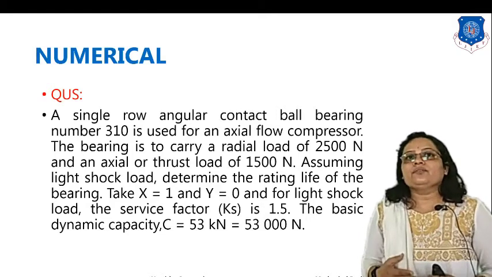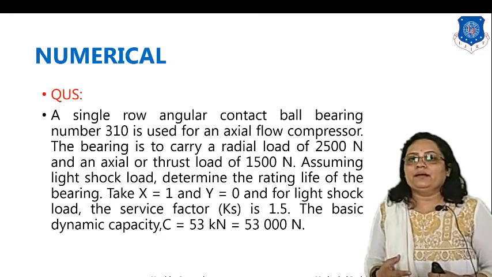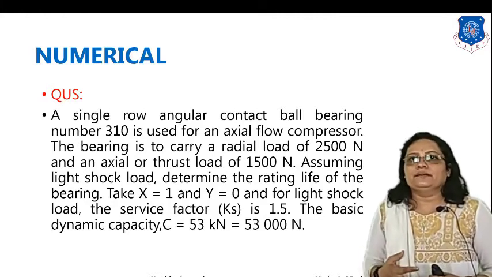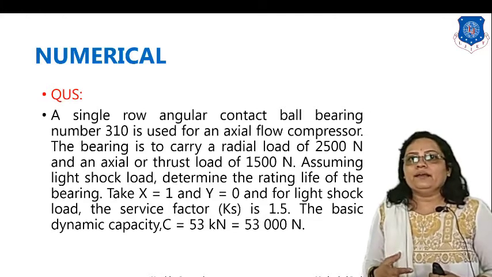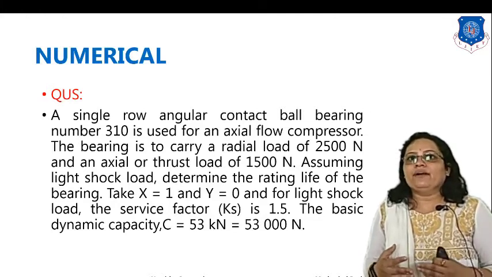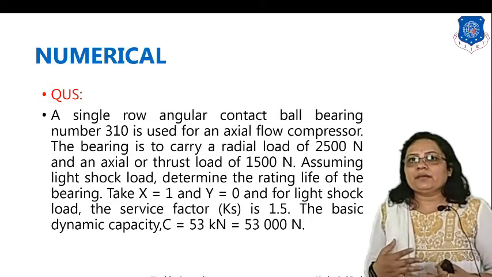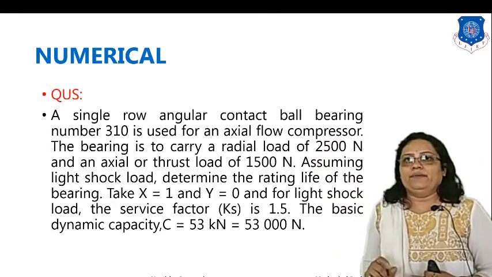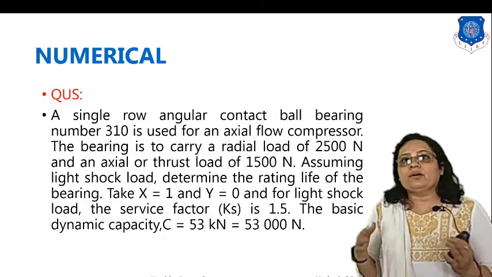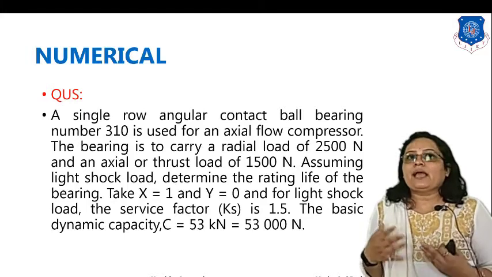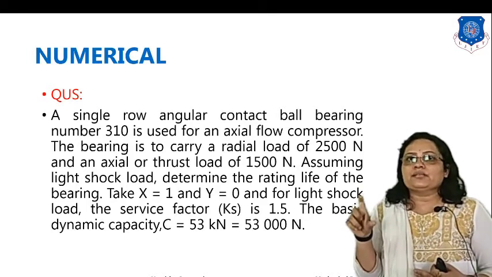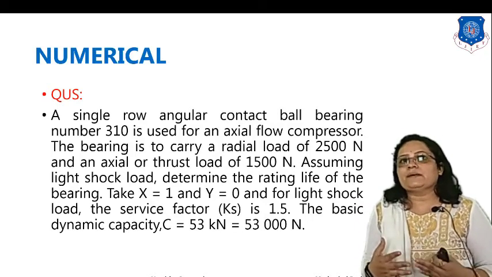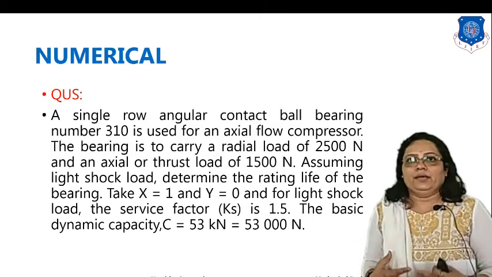A single row angular contact ball bearing number 310 is used for an axial flow compressor. The bearing is to carry a radial load of 2500 Newton, right? So the bearing given here is an angular contact ball bearing. In the classification of bearings, we have already seen what an angular contact ball bearing is. There is an angular portion or some angle given, so we can insert balls and rollers. That is the specification of an angular contact bearing.